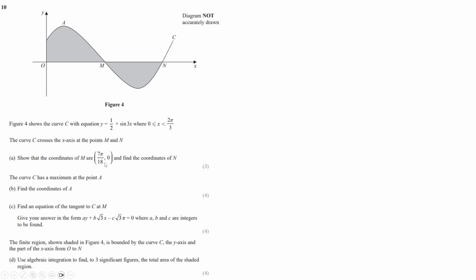Show that the coordinates of M are this. Okay. Where is M? So we've got this equation here. The y coordinate will definitely be 0, just by looking at this. So if we've got this and we let y equals 0, we make y equals 0. And then just subtract a half on both sides to get sine 3x equals minus a half.